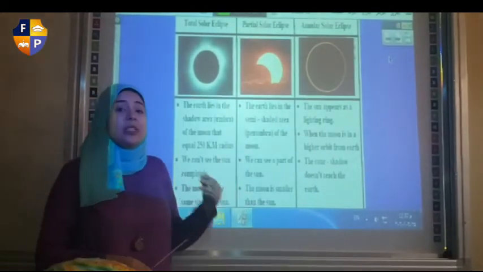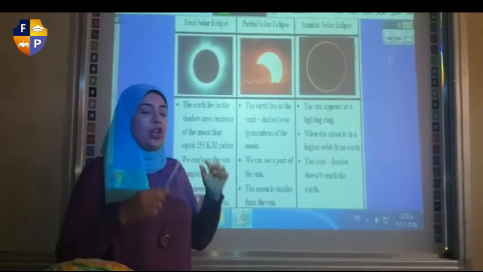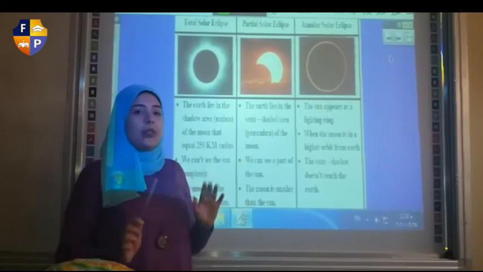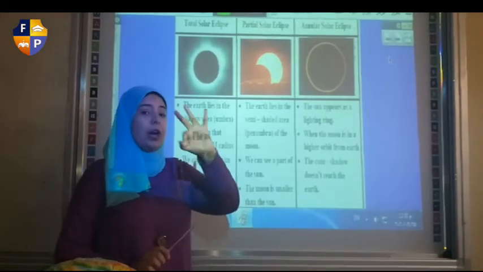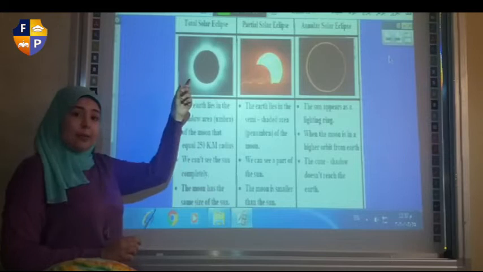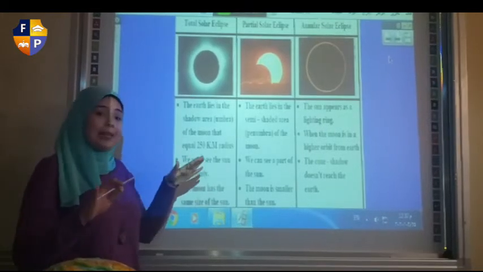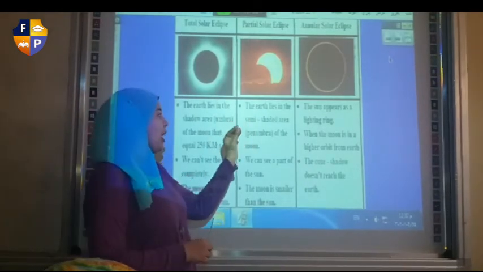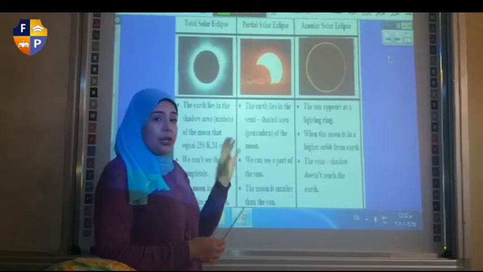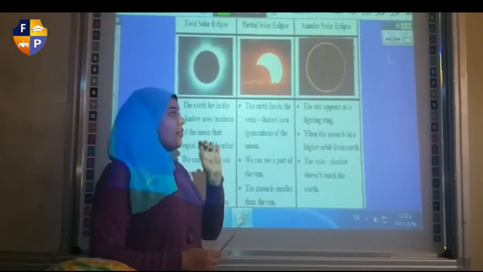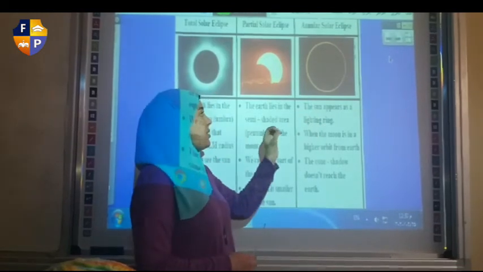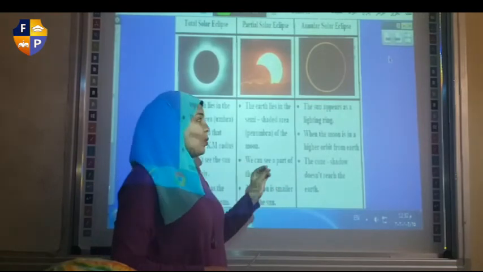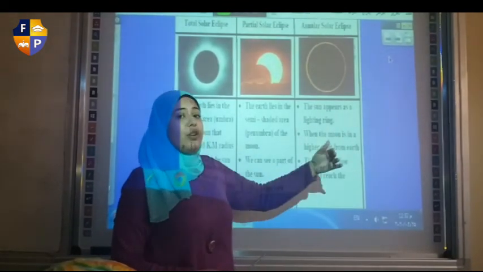So, from the beginning, what is the solar eclipse? It's a phenomenon that happens when Earth, Sun, Moon are on one straight line and the Moon is between Earth and Sun. How many types of solar eclipse? 3 types. Total solar eclipse, where we can't see the Sun completely, which happens in the umbra region; partial solar eclipse, which happens in the penumbra region, where we can see part of the Sun; and annular solar eclipse, where the Sun appears as a lighted ring, which happens in the anti-umbra region, where the Moon is in the higher orbit or very far from the Earth.